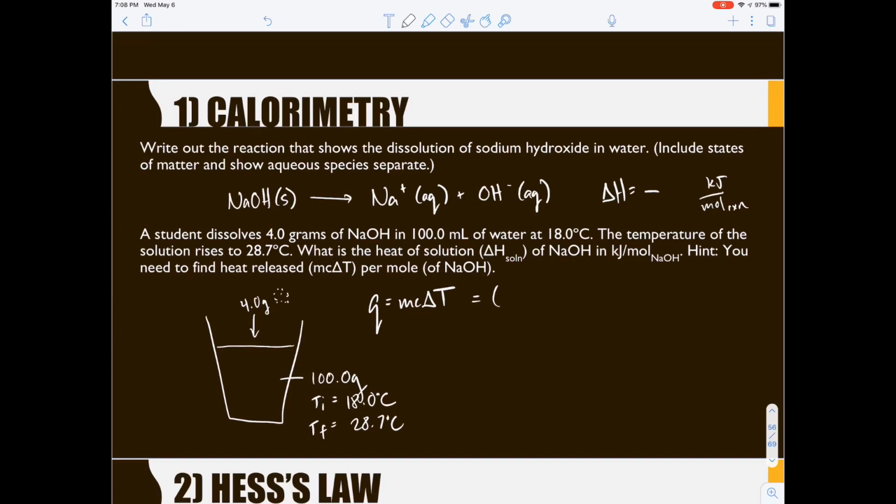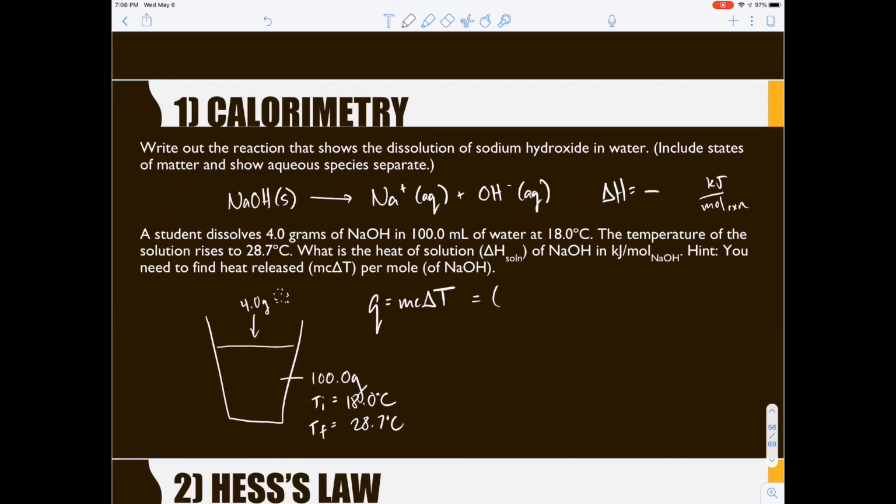Preeti says because they both started at room temperature, or about 18 degrees Celsius, and they both absorbed the heat together. The NaOH that got dissolved in the water also got warmer along with the water itself. That was, yeah, a good explanation, Preeti. Hers was better than mine.